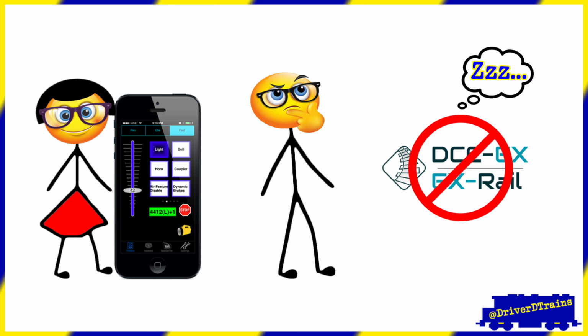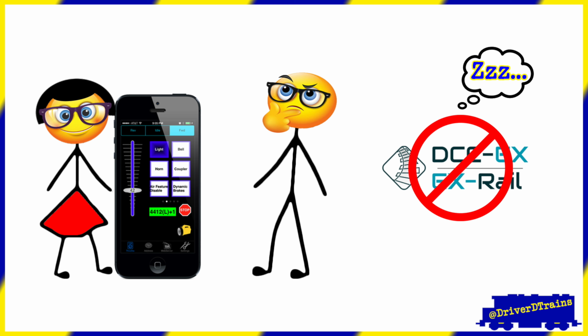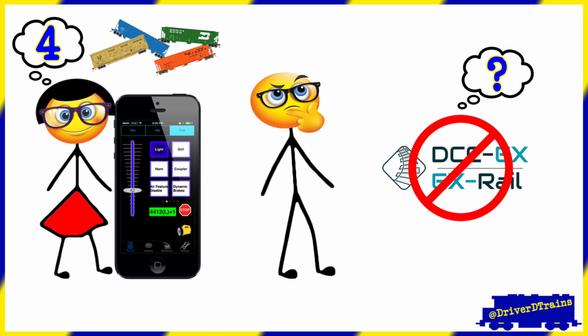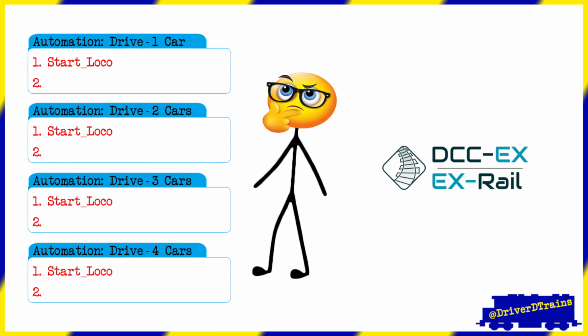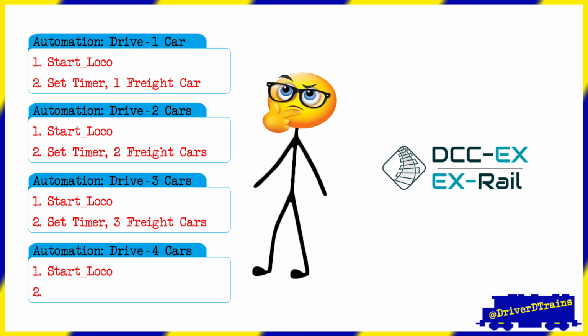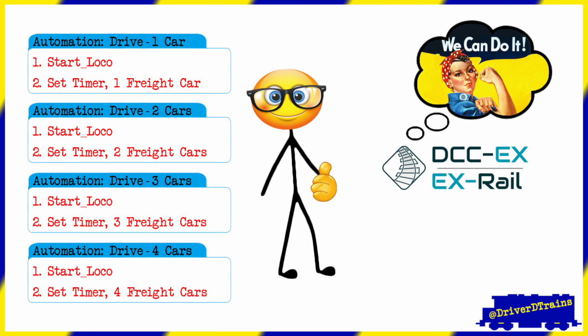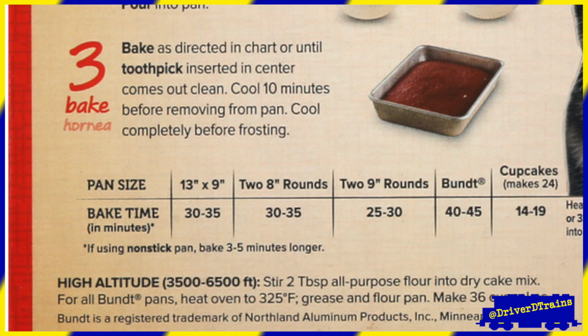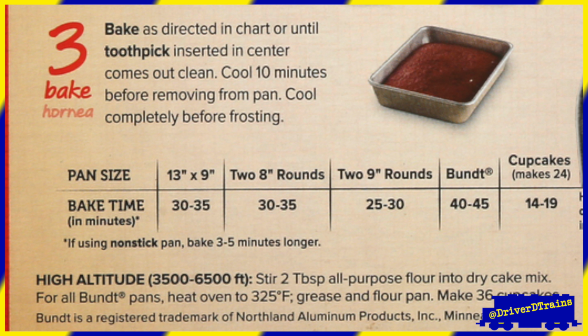Unfortunately, as I mentioned in my last video, EX-Rail does not allow us to pass this kind of information to our automations when we activate them from the throttle, which means that we can't tell the automation how many freight cars are in the train when it starts. To get around this limitation, we are going to need to create 4 slightly different versions of our automation with different length timers depending on whether there are 1, 2, 3, or 4 freight cars in the train. This is like a cake recipe that tells us to bake the cake for different lengths of time depending on what size pan we put it in.